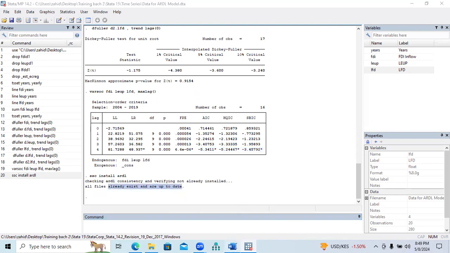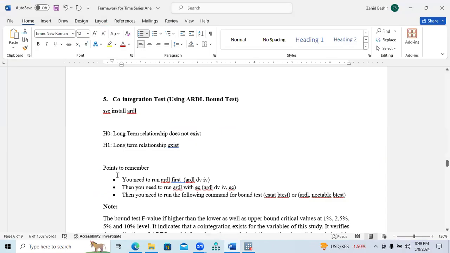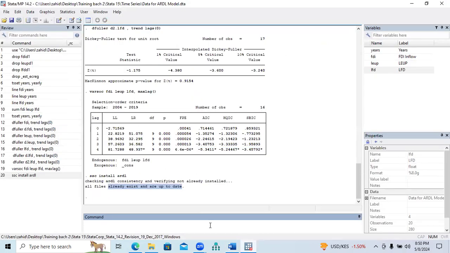So the first thing that you need to do is to run the ARDL first. So ardl, dependent variable, independent variables. So we can run ARDL here. This is the basic command.